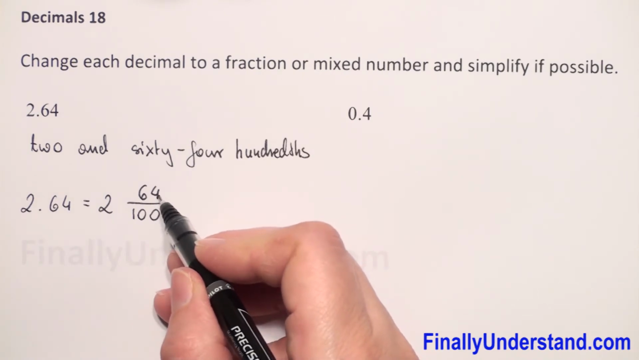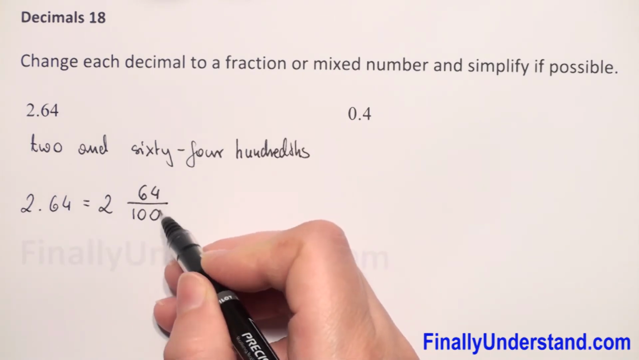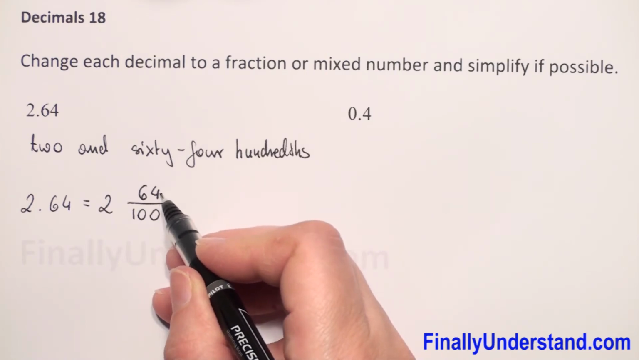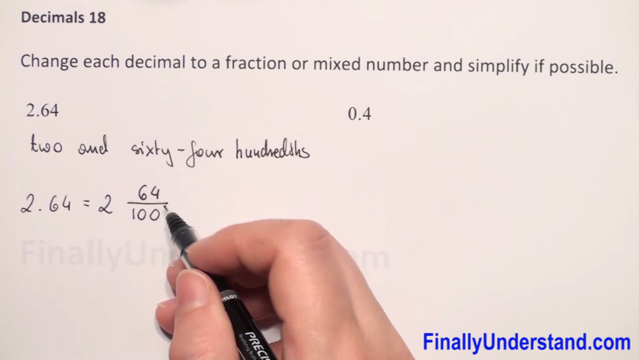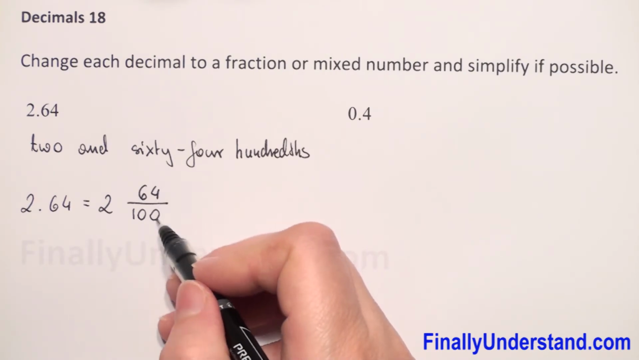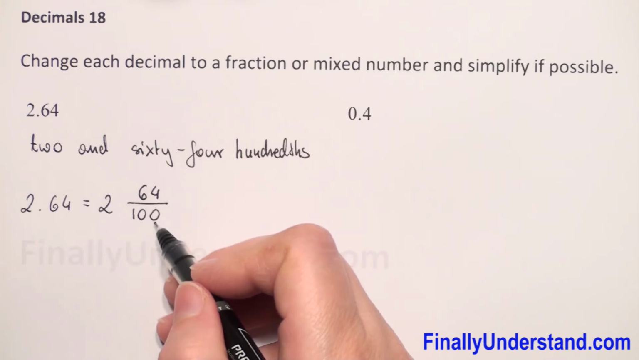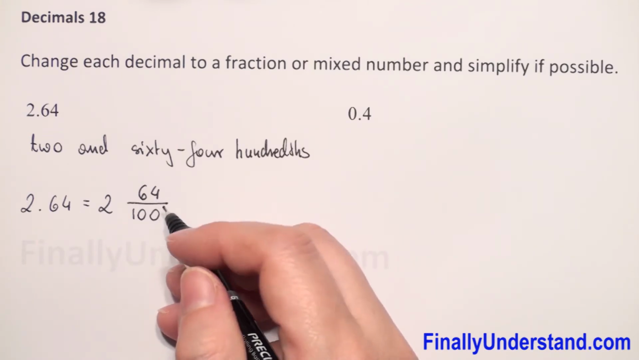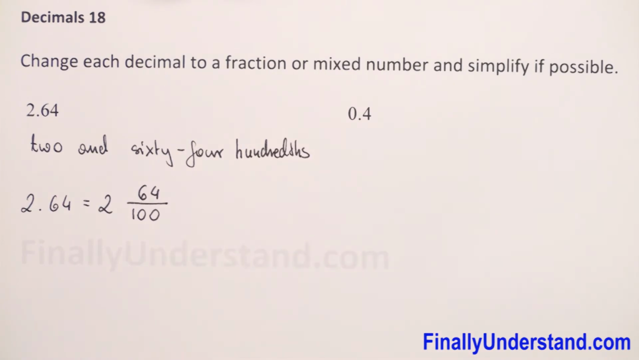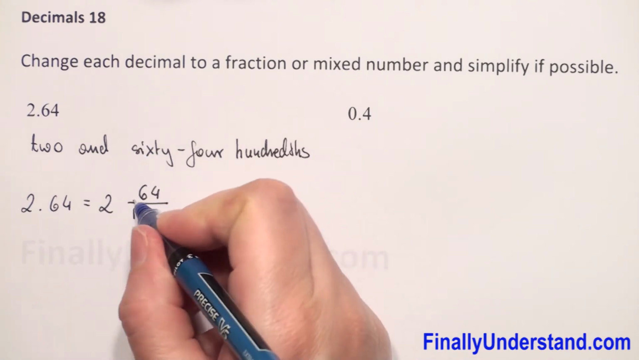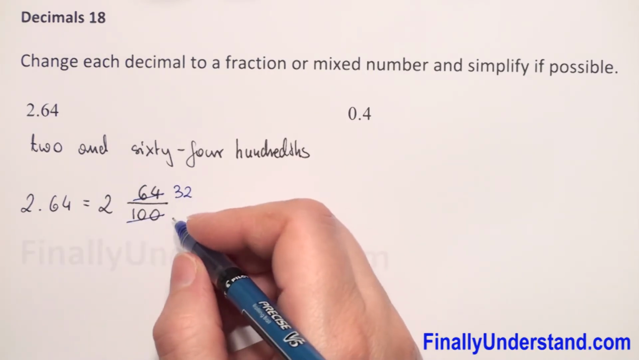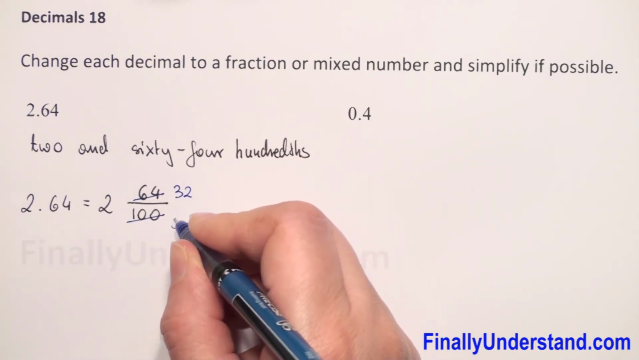At the end we have 4 and 0 in the numerator and denominator. So we can reduce by 2 the numerator and denominator. I always start from the smallest number. We have even numbers at the end digits, so we can reduce this numerator and denominator by 2. 64 divided by 2 is 32. 100 divided by 2 is 50.